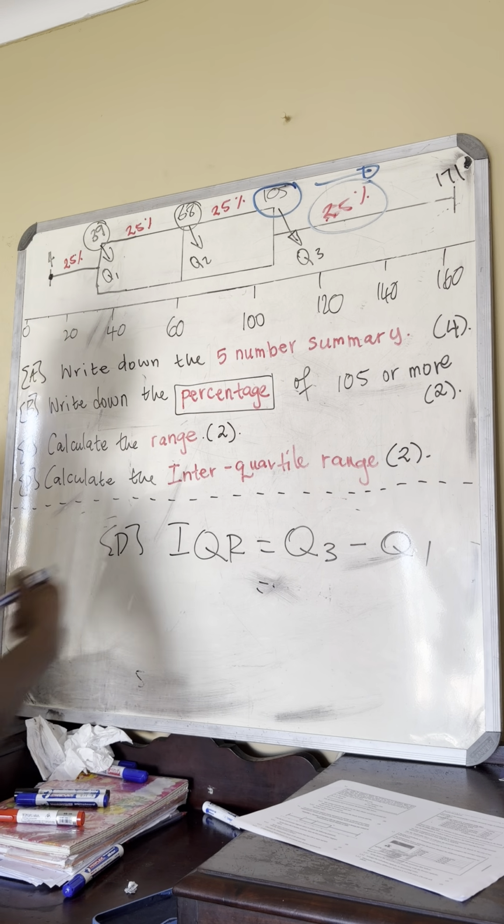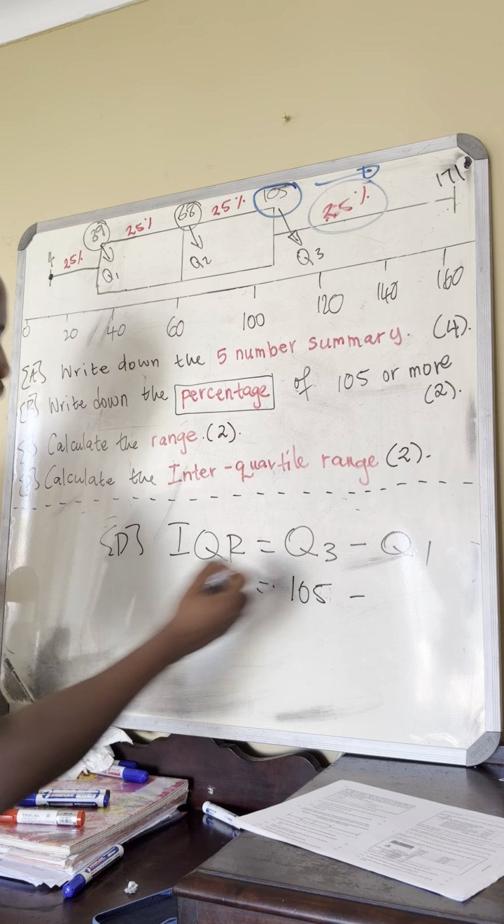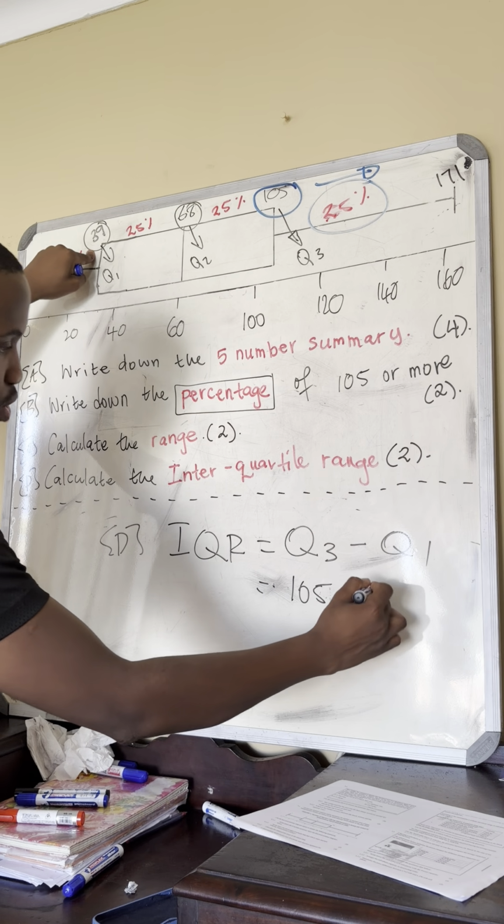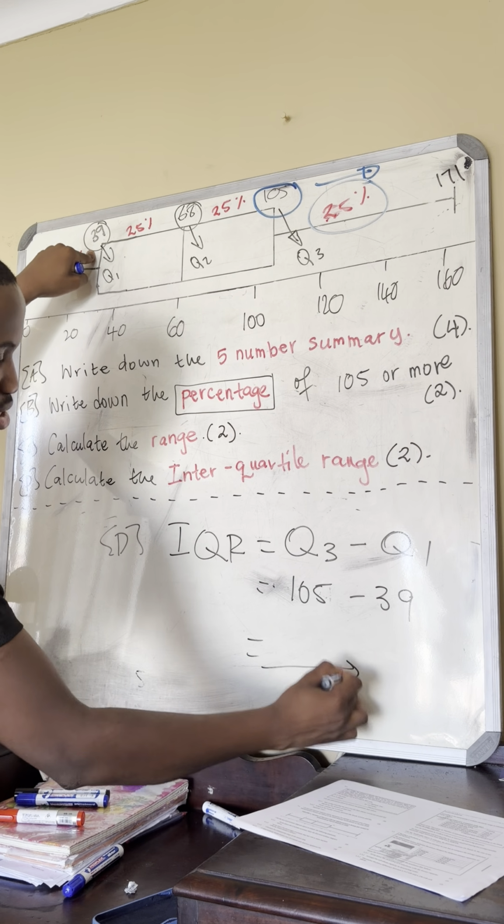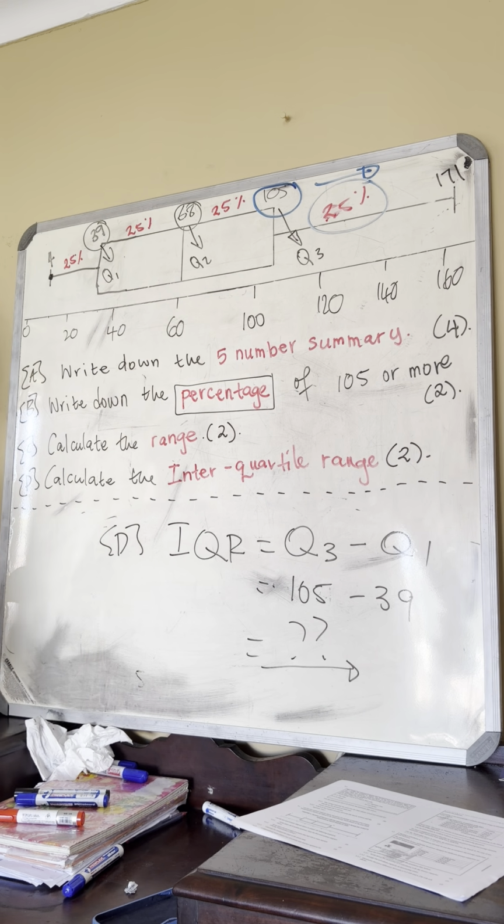So Q3 then becomes 105 minus Q1, which is 39. Right, then you get your answer.